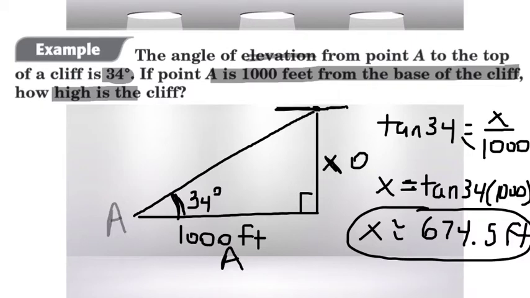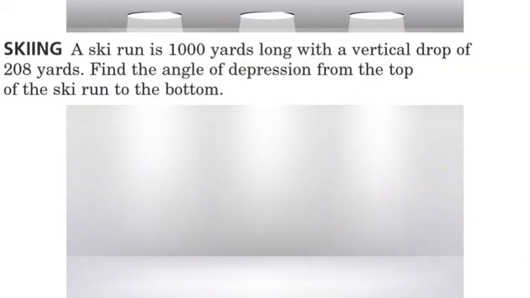Okay, let's go and try depression on the next one. Okay, so now here's a good angle of depression problem. So we have a ski run, okay, that is 1,000 yards long, and it has a vertical drop of 208 yards. We want to find the angle of depression from the top of the ski run to the bottom. So again, we have ski run 1,000 yards long, vertical drop of 208 yards, and we want to find the angle of depression from the top of the ski run to the bottom.